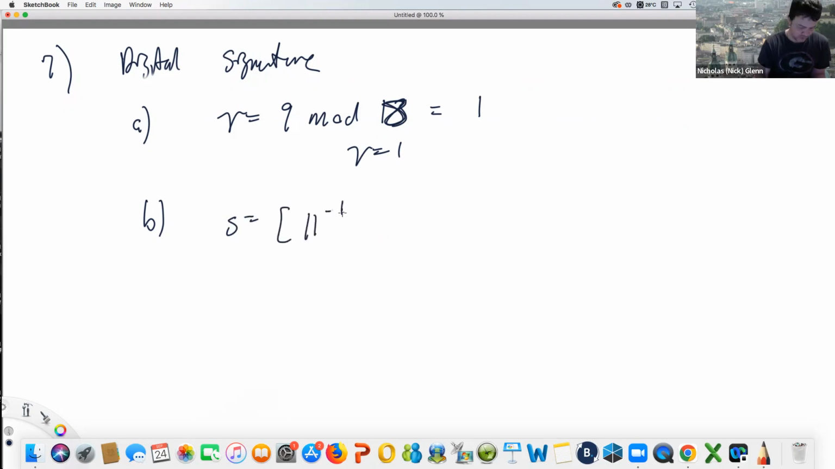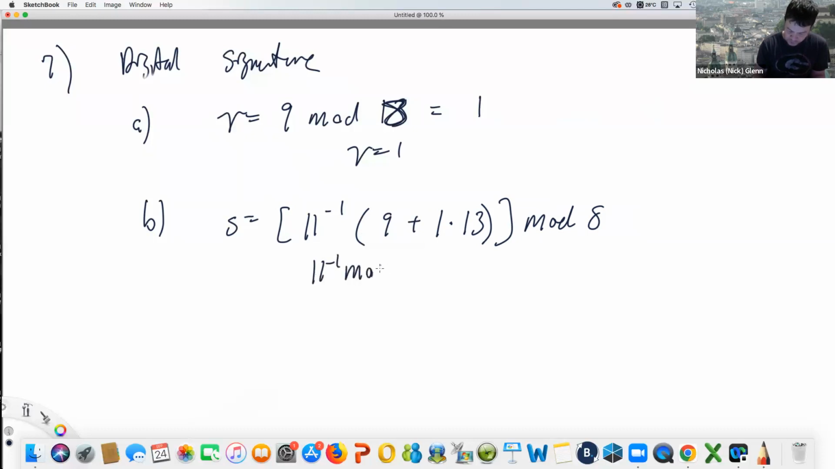So it's 11 inverse. T, the message that we're going to use, we'll put it next, and that was 9. Plus, we got to use R now, and that was 1, times the private key, that was 13. And we take the mod of 8. And the first part here, we got to get this first part. And that is, we got to rewrite this 11 inverse mod 8. Remember, to get this, it's whatever x makes 11x mod 8 equal to 1.